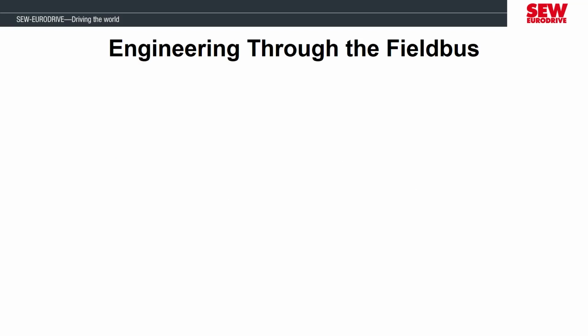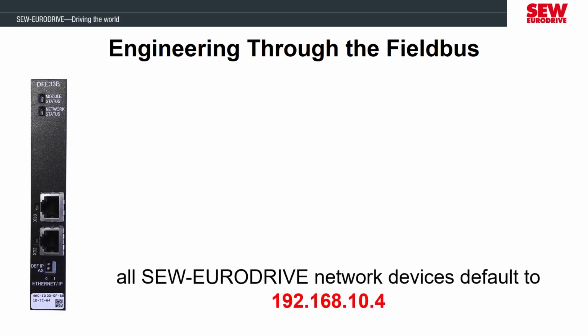If you want to use your PC over the Fieldbus with MotionStudio, the MOVIDRIVE will need an Ethernet-based option card installed. The Ethernet option cards will default to an IP address of 192.168.10.4. Most of the time, this address is changed during commissioning to match with the IP address range of the upper-level PLC.